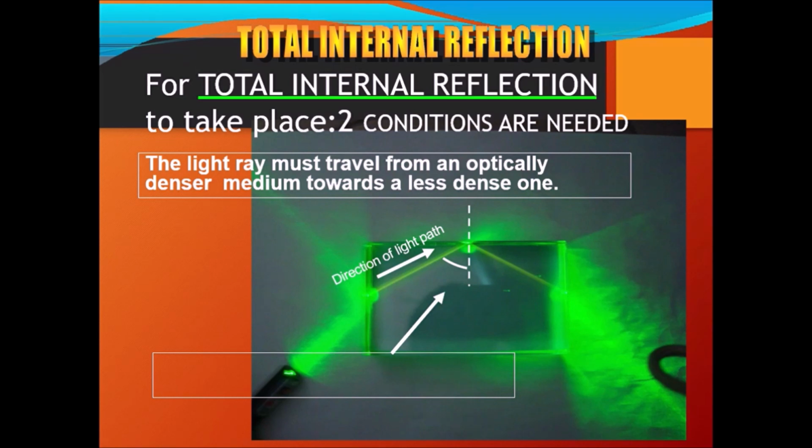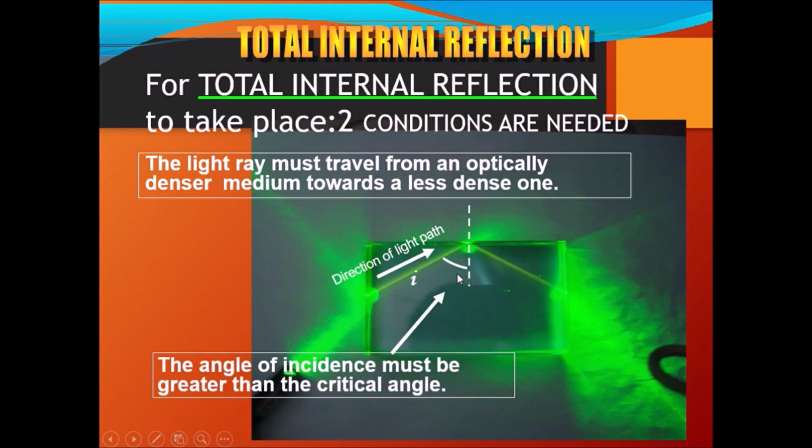What is condition 2? Condition 2 is this, everyone. This angle is very important. This angle is called the angle of incidence. But this angle of incidence must be greater than the critical angle. What is the critical angle? I will talk about it in the next slide. But it's important that for total internal reflection to occur, this angle of incidence should be more than the critical angle. So the angle of incidence must be greater than the critical angle.